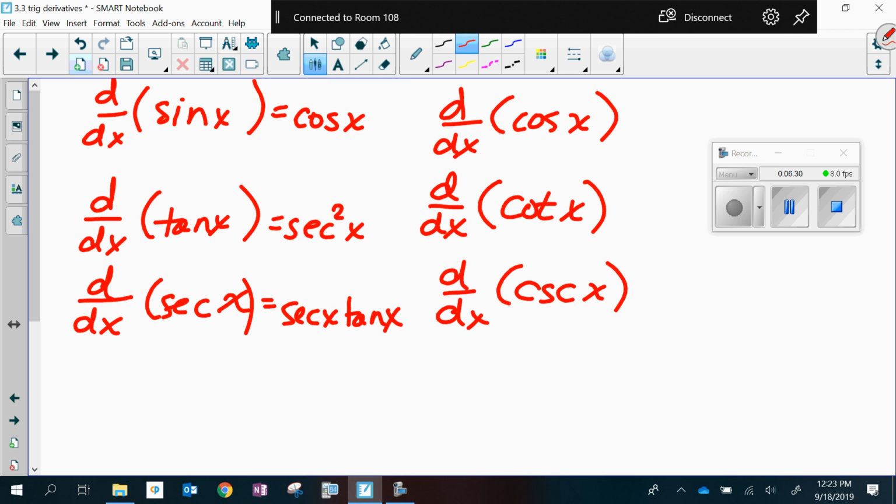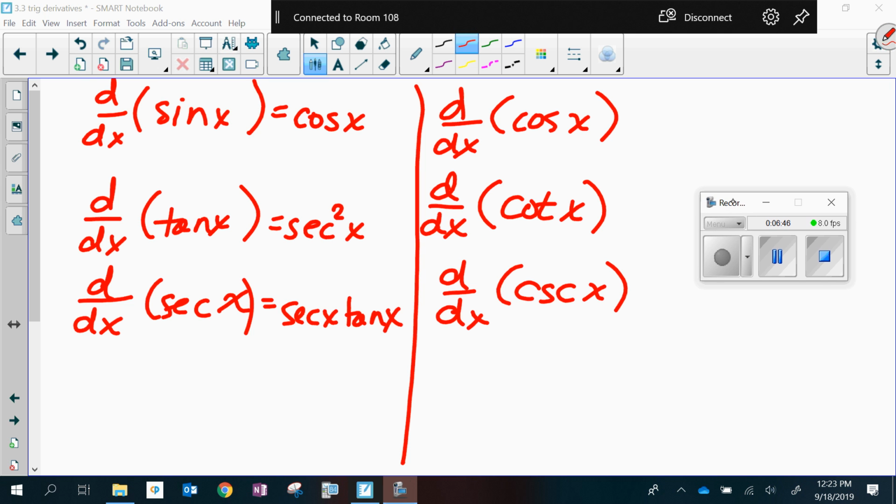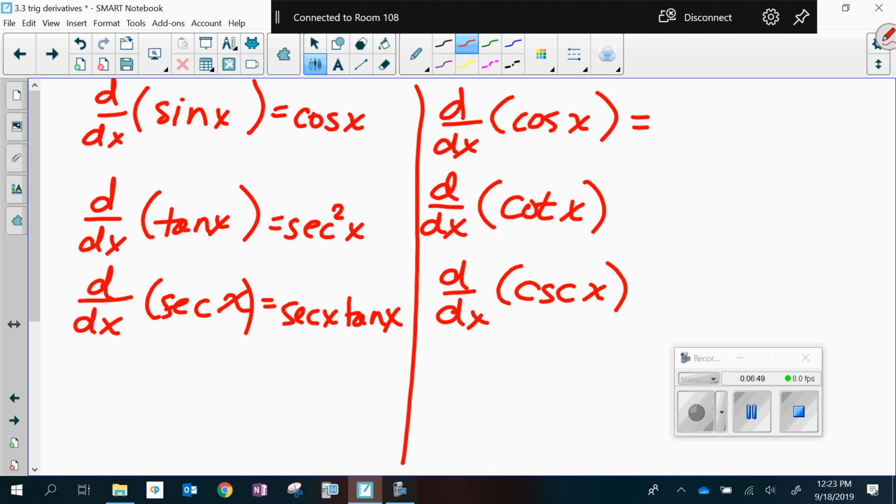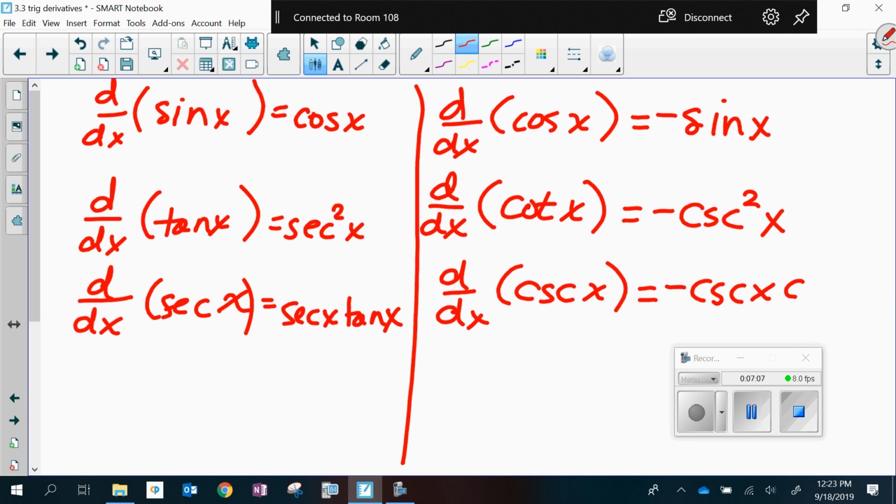Now, there's a whole big long reason, just like we did the reason for cosine and sine, that we can go over if you want to, but I really don't want to. Okay. This is negative sine of x. And remember we ended up talking about that too when we talked about that same thing. Cotangent is negative cosecant squared x. And cosecant is negative cosecant x cotangent x.